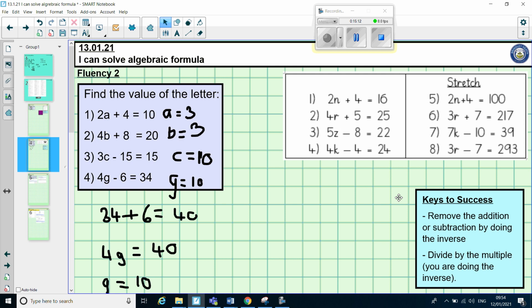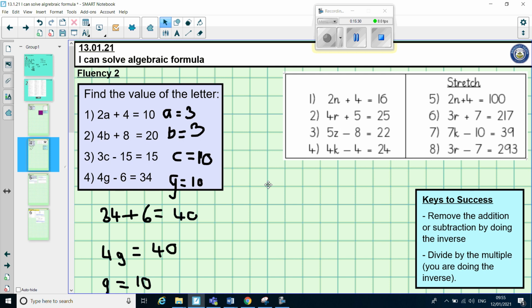Stretch questions then. Number 5, n equaled 58. Number 6, r equaled 70. Number 7, k equaled 7. And number 8, r equaled 100.